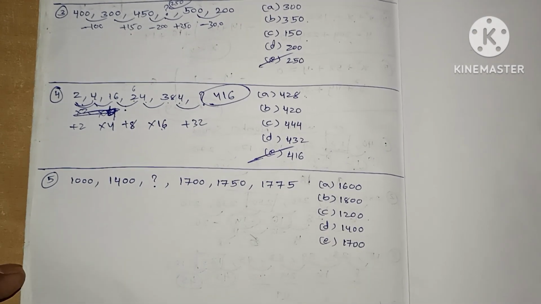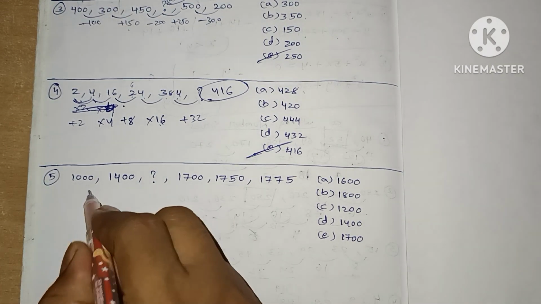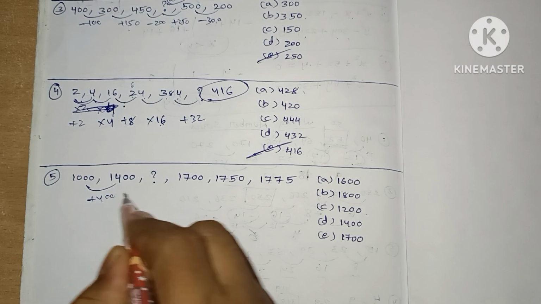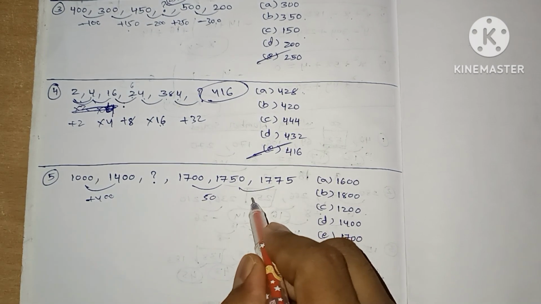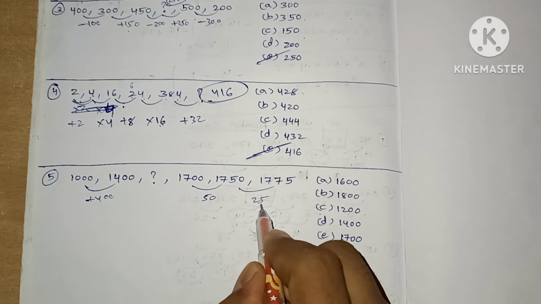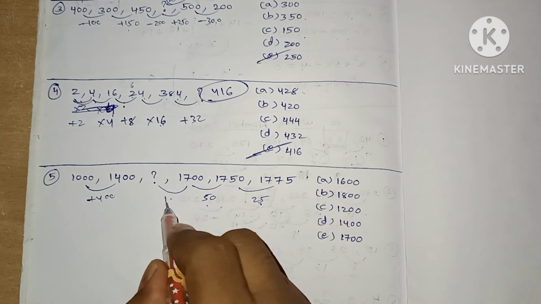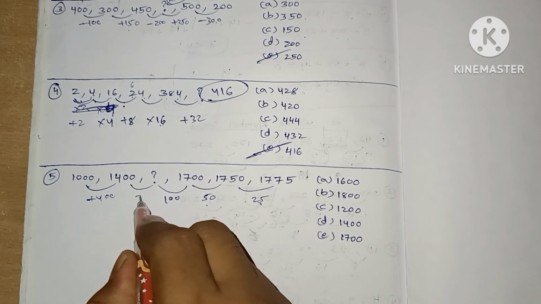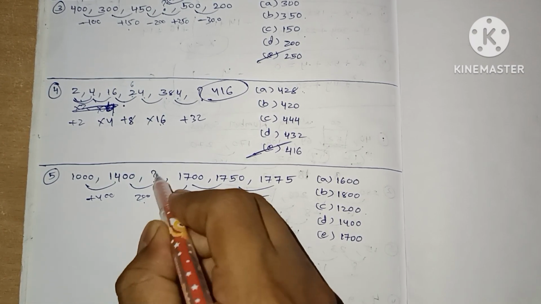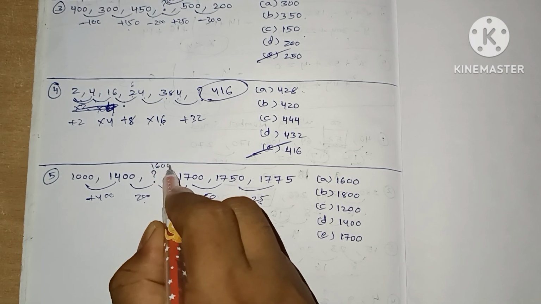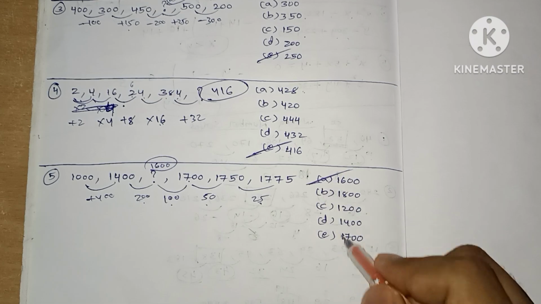Next, fifth question. Here we see plus 400, here plus 50, plus 25. 25 becomes 50. The next one must be 100. 100 becomes 200. 200 becomes 400. So 1400 plus 200, which will be 1600. 1600 plus 100, 1700. So the answer will be option A, 1600.